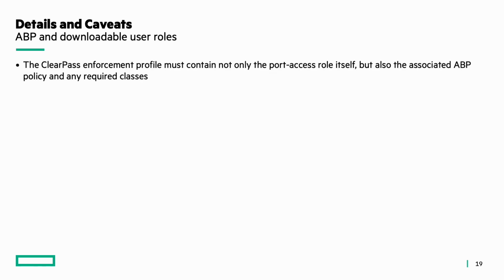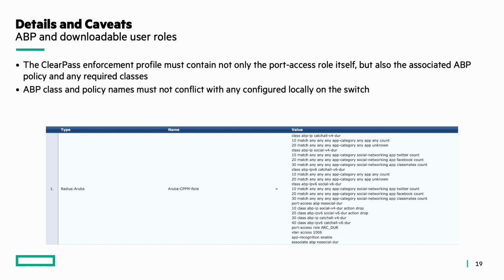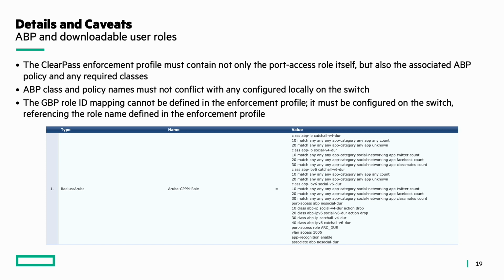When deploying app-based policy with downloadable user roles, the ClearPass enforcement profile must contain not just the user role itself, but also any associated app-based policies and classes required by those policies. The class and policy names defined in the enforcement profile must not conflict with any that have been locally configured on the switch, and ClearPass enforcement profiles cannot contain the role ID mapping that must be configured locally on the switch, referencing the role name as defined in the enforcement profile.